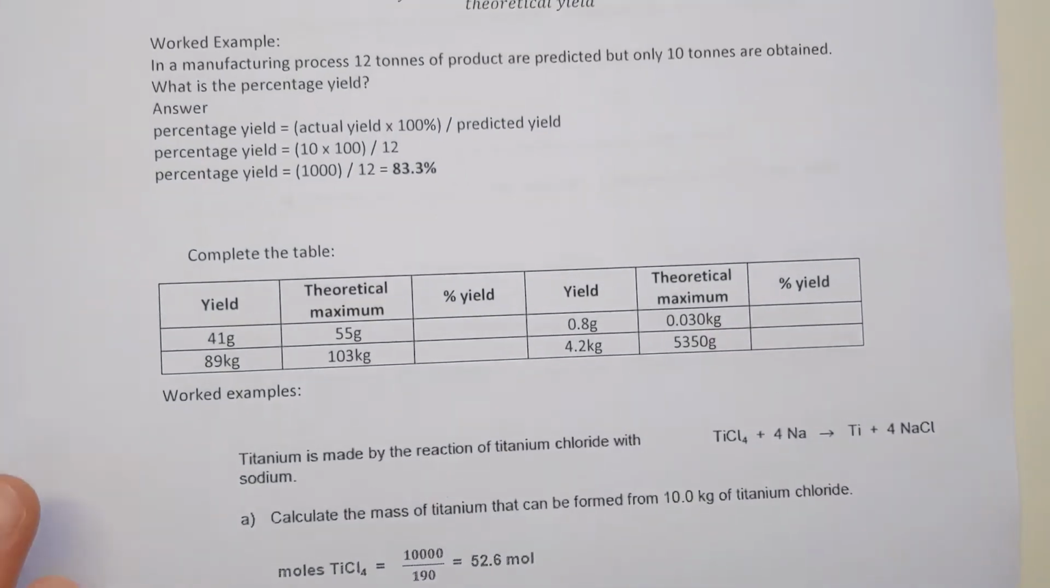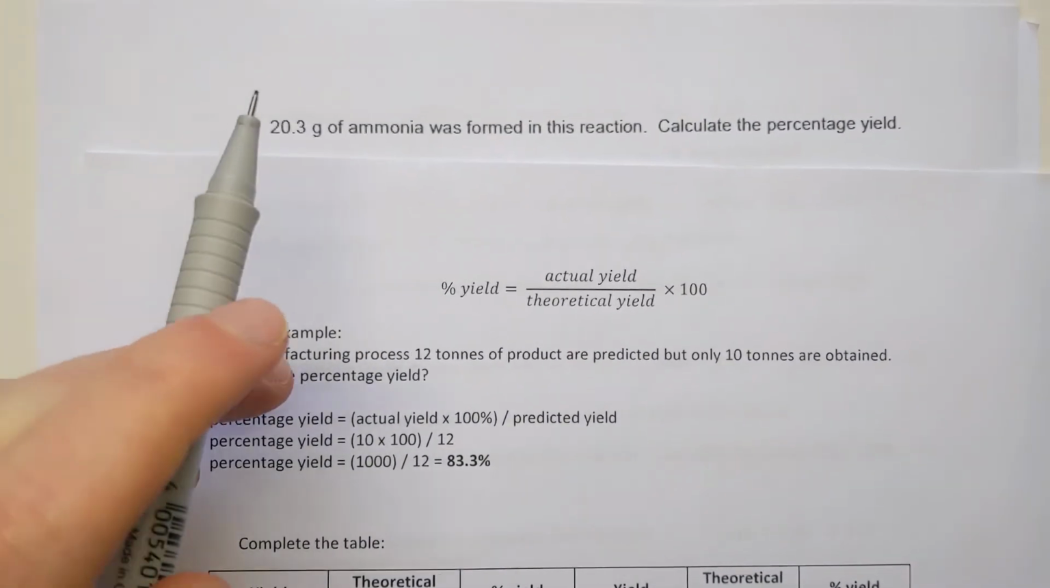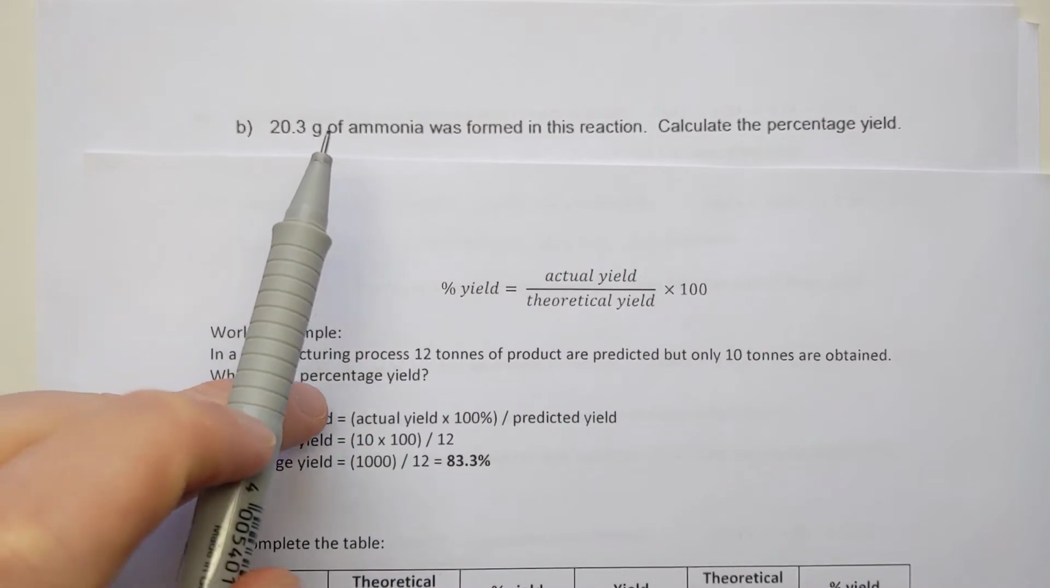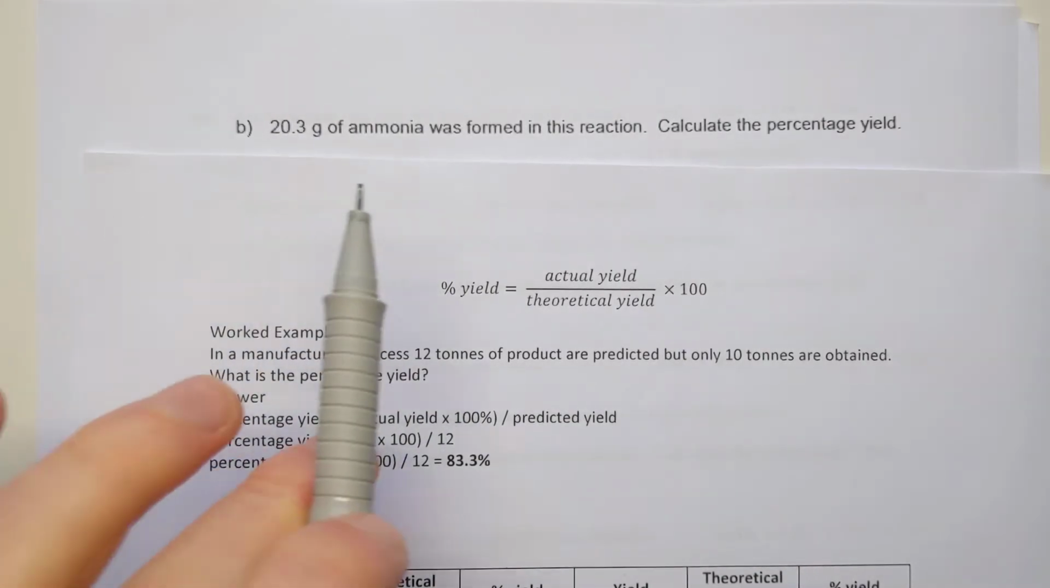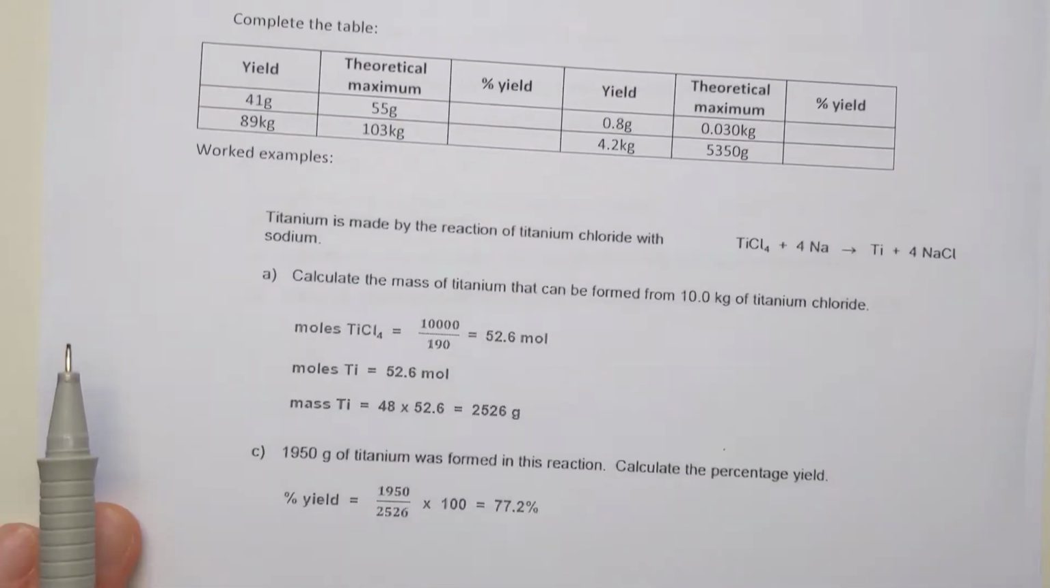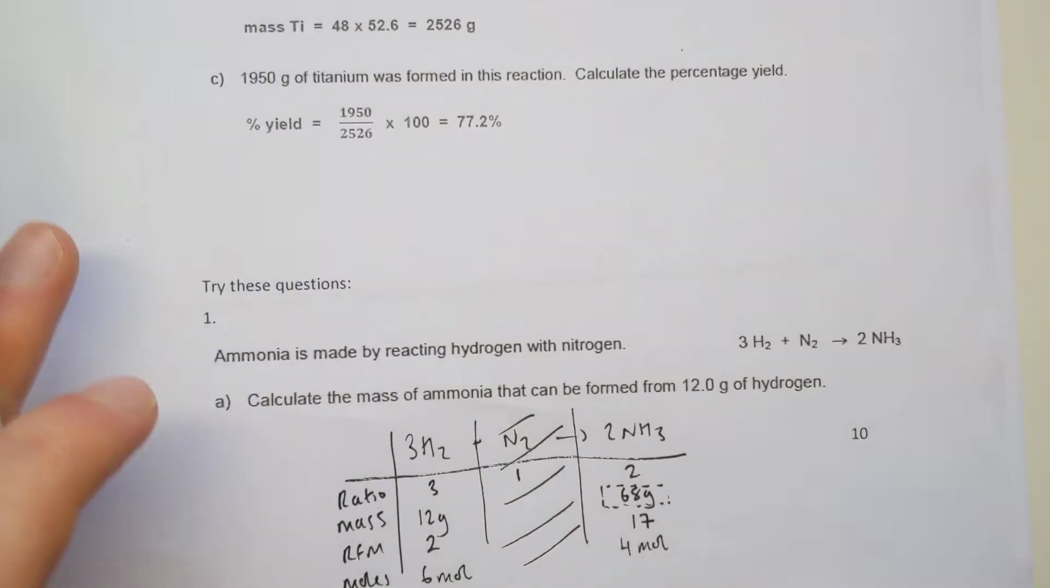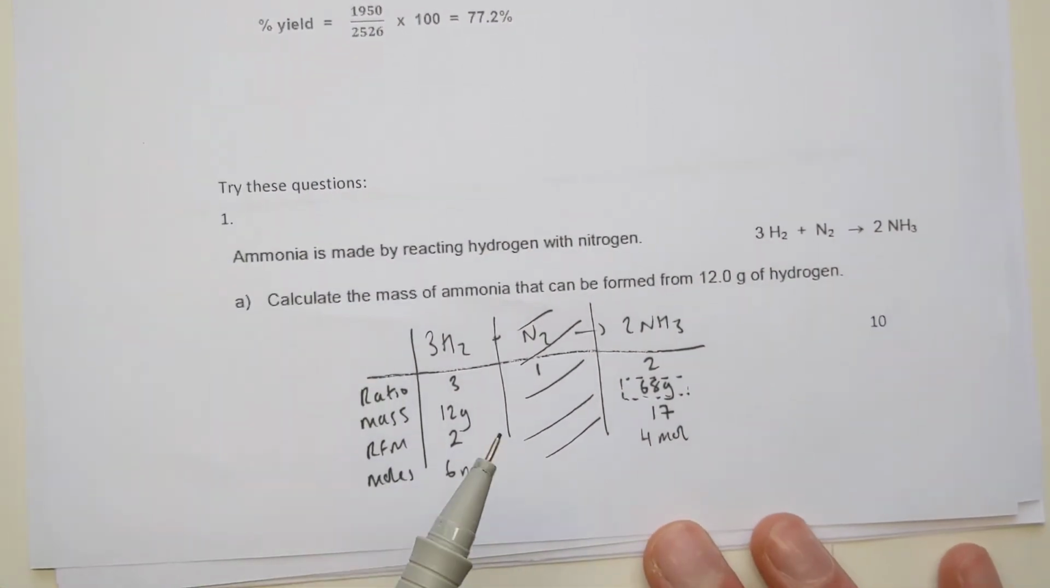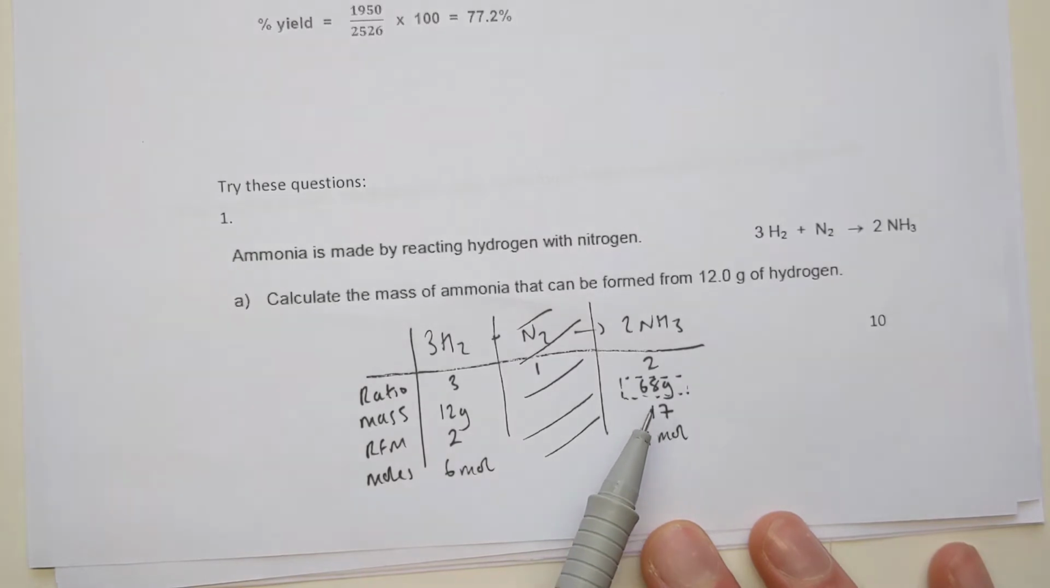The bit that makes it different is this part B. So it tells me at the end of that, I actually get 20.3 grams of ammonia. Then I have to calculate the percentage yield. Again, as a wee exam tip, I should find that my actual yield is less than my theoretical yield. The question says I actually got 20.3 grams of NH3.